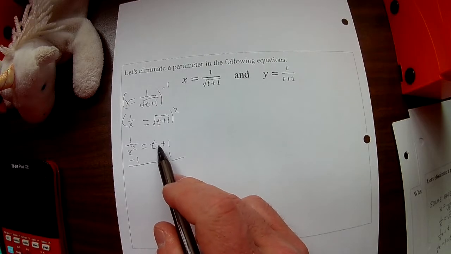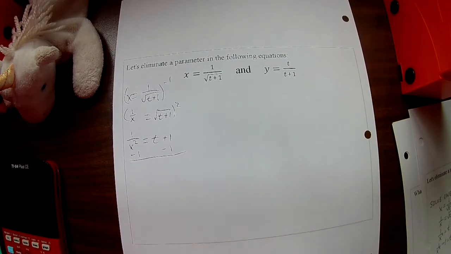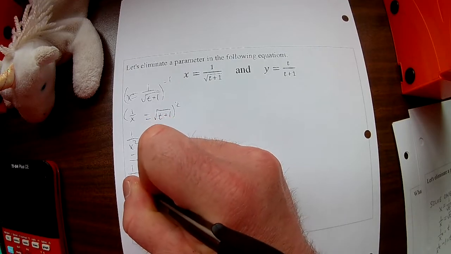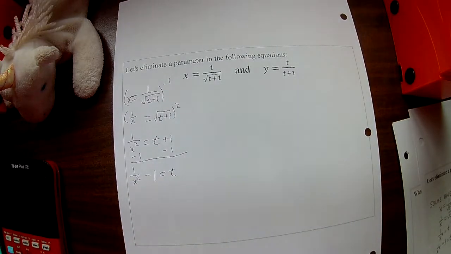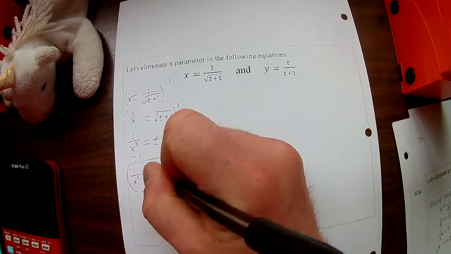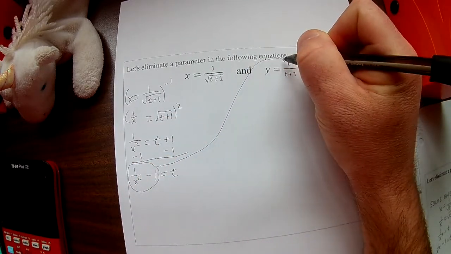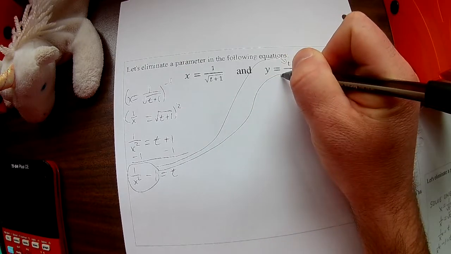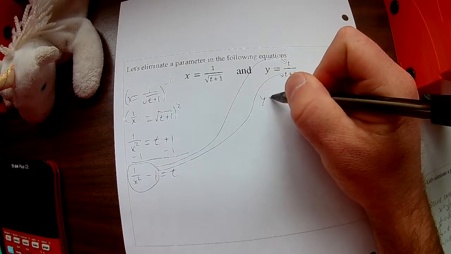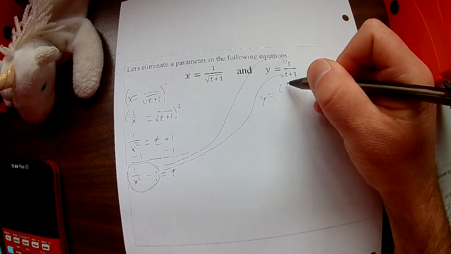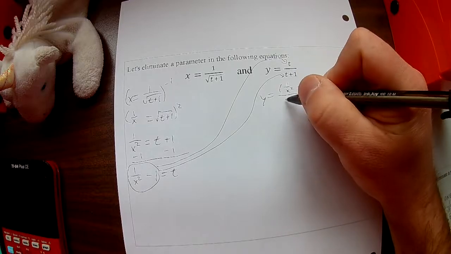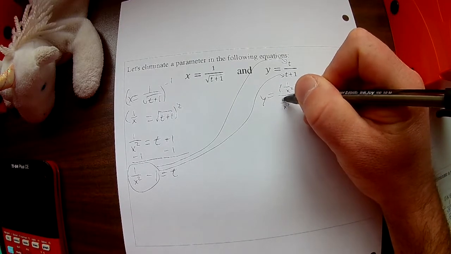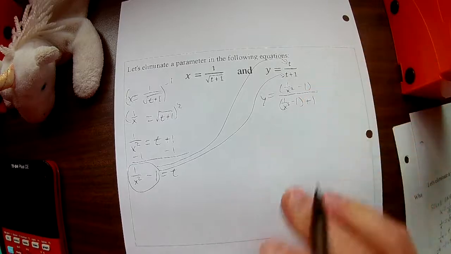I was trying to make a sarcastic comment that now it's the hard part to get t by itself, but it shouldn't be. This should be 1 over x squared minus 1 is equal to t. Now I've got t equals. When I have t equals, I take that t value and I plug it into the other equation wherever I see t. So this is going to be y equals 1 over x squared minus 1 over 1 over x squared minus 1 plus 1.